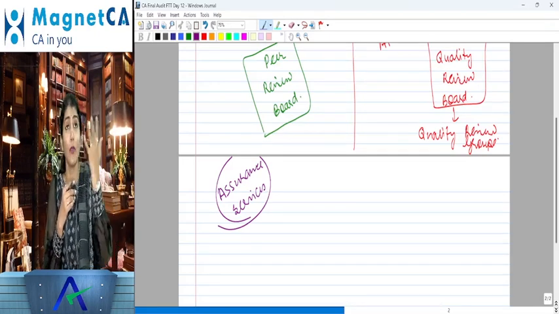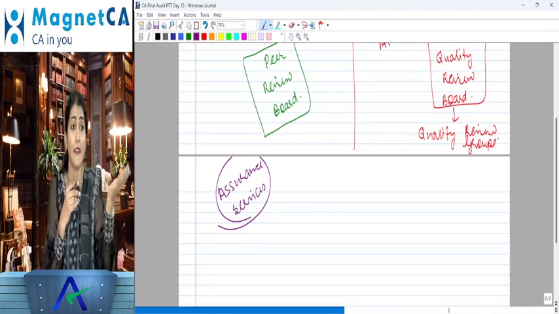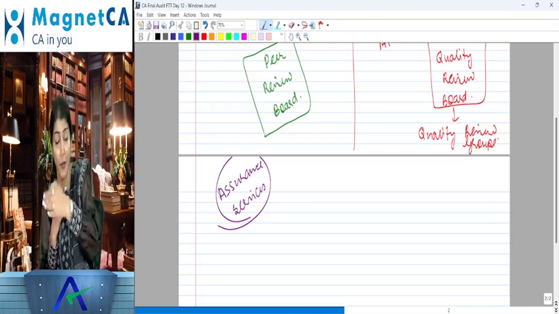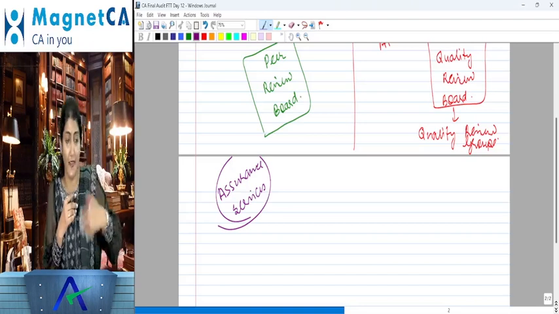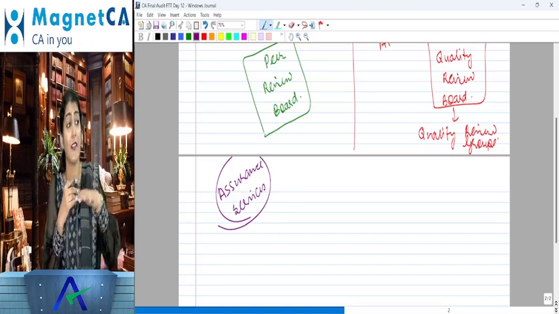It's so like, one we have, what you say, DSR review, we have EQCR review. That review is done before the report is issued. The work of one CA being checked by another CA in the same firm. Right? That is before the report is issued.